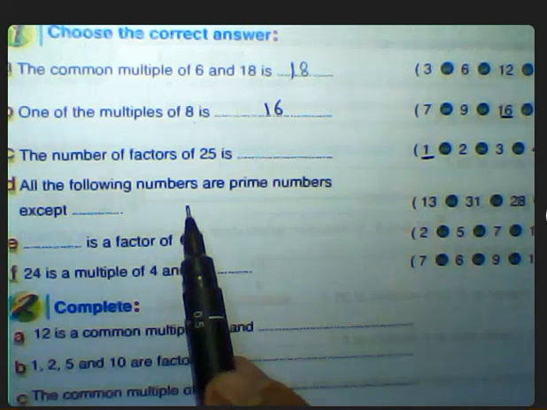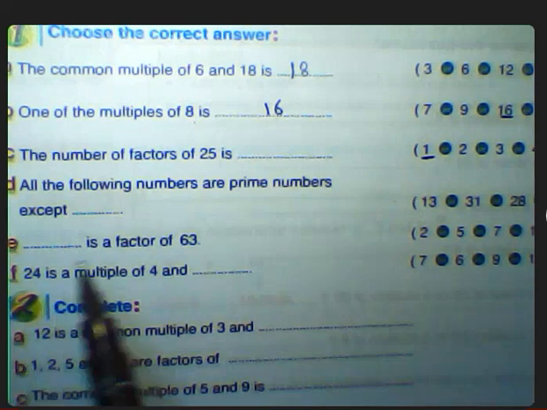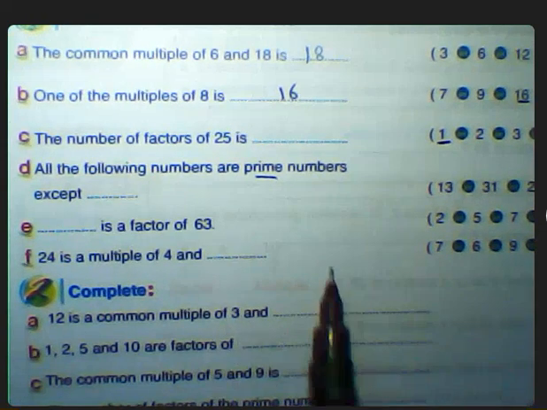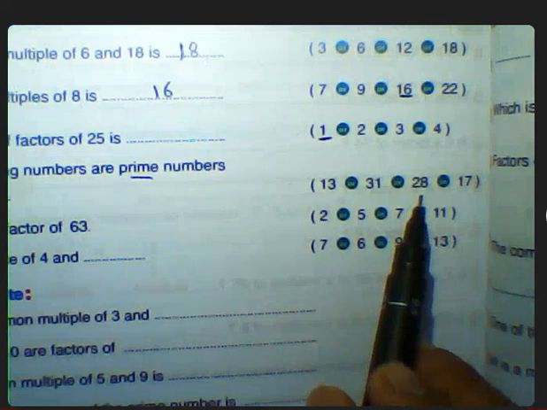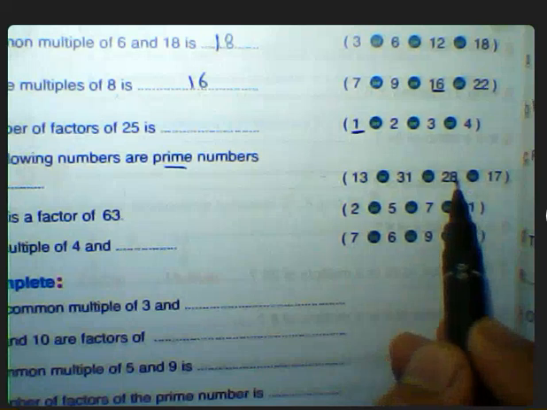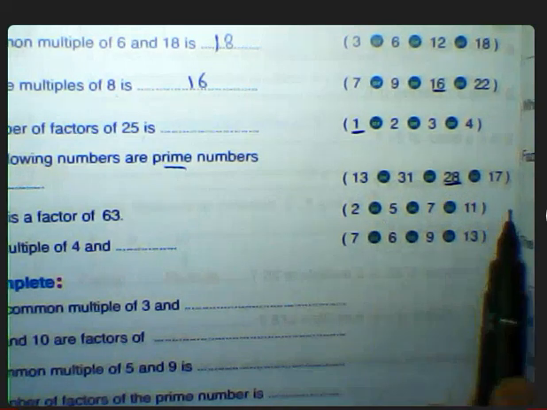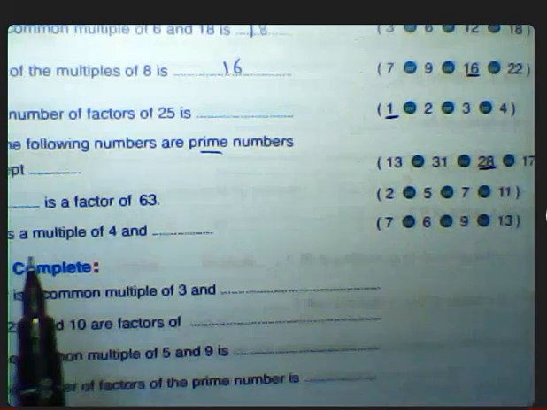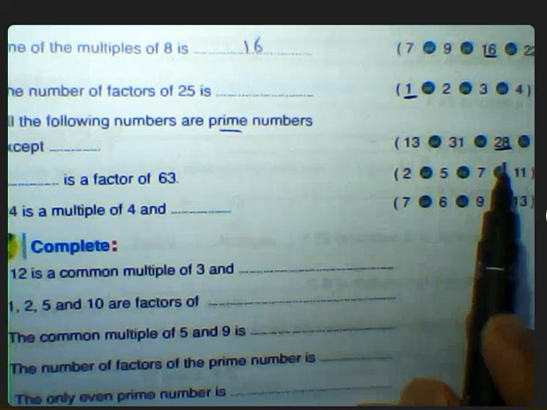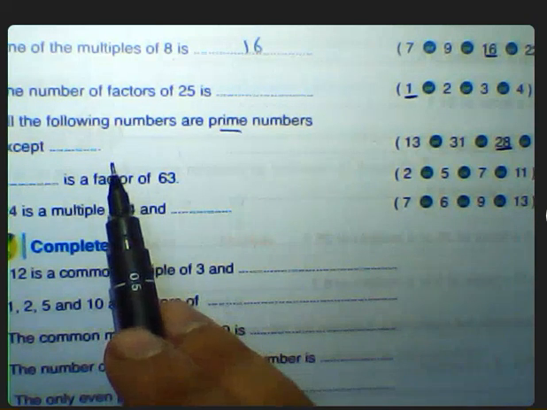Letter D. All the following numbers are prime numbers except. We know the prime number has only 2 factors, it can be divided by itself and 1 only. Look at here. 13 is a prime number. 31 is a prime number. 28 is not a prime number because 28 is an even number and 28 can be divided by itself and 1 and 4 and 7. So we must choose 28. And we know 17 is a prime number. So all the following numbers are prime numbers except 28. The prime number has only 2 factors, itself and 1 only.